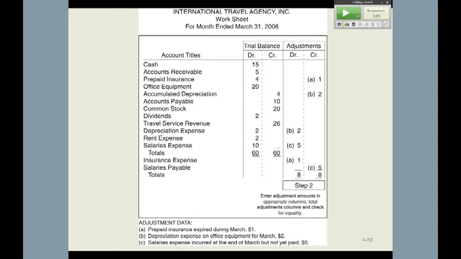On the income statement, you have the revenues and, of course, the expenses. Now, once you have them in the balance sheet and income statement columns, you can determine the amount of net income when you look at the columns themselves and add them up.